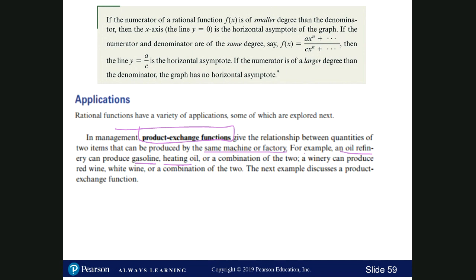The problem that we're going to cover is about a winery. They produce wine, and they have red wine, white wine, or a combination of the two. And you know how this textbook loves word problems with alcohol.